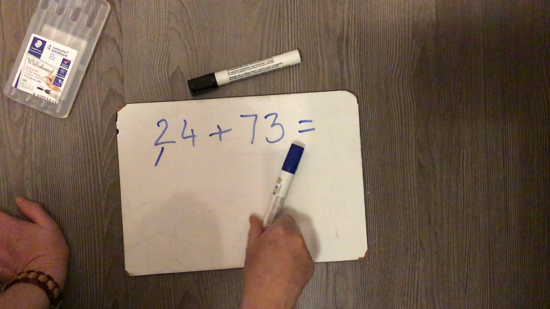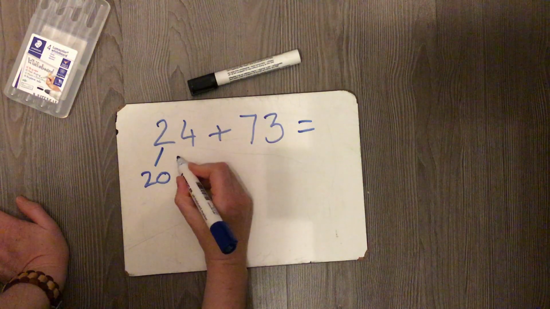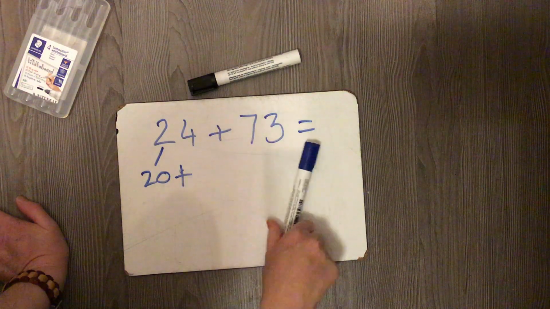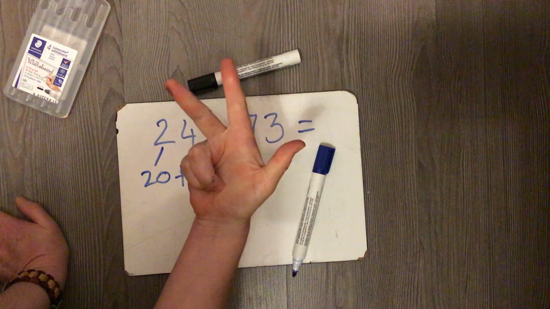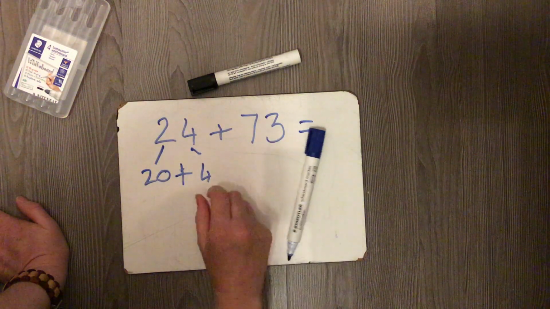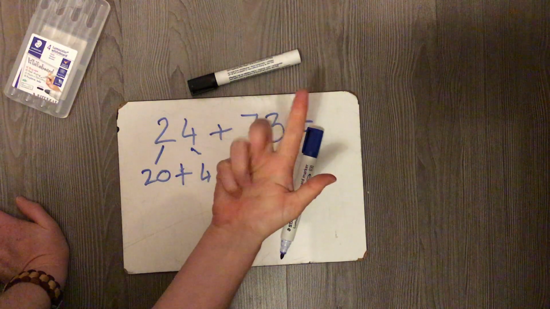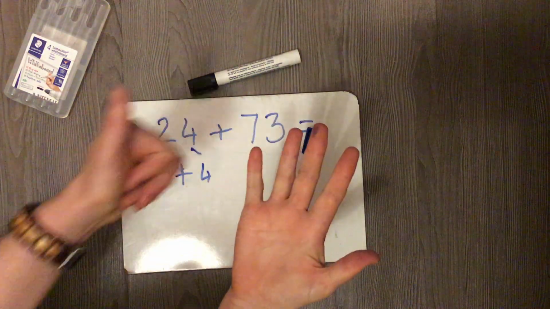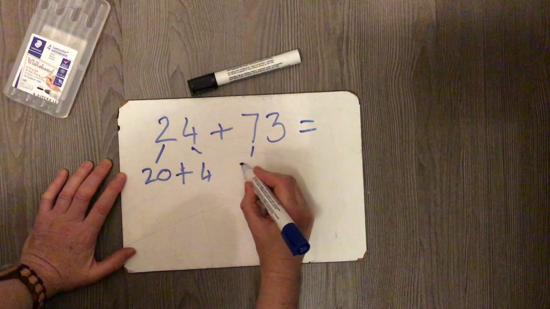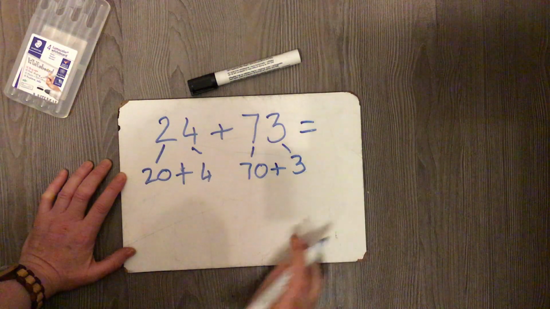So 20 is 10, 20. We don't put the plus there. Oh yeah, we do put the plus there, don't we? 20 plus 1, 2, 3, 4. And let's do 70, 10, 20, 30, 40, 50, 60, 70. So it breaks into 70 plus 3.